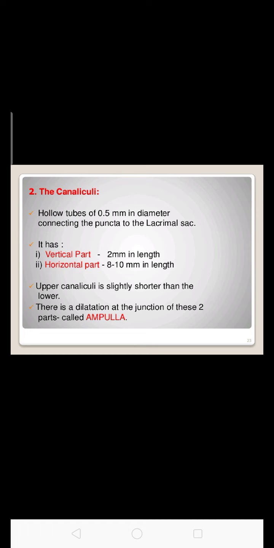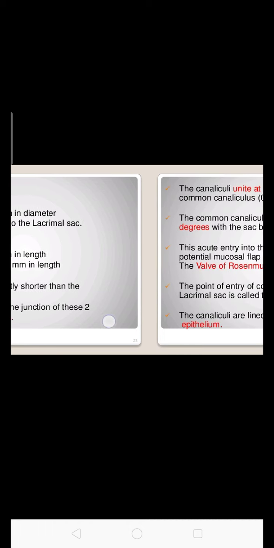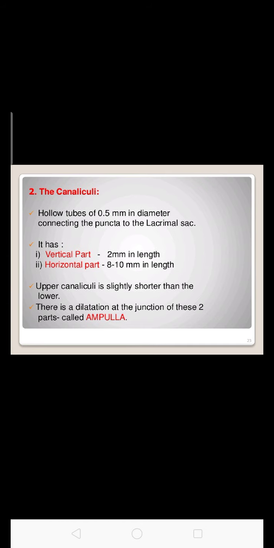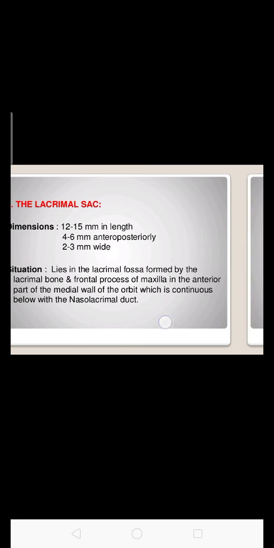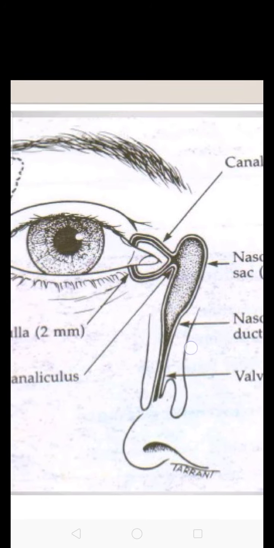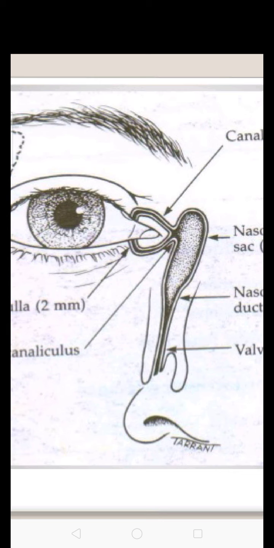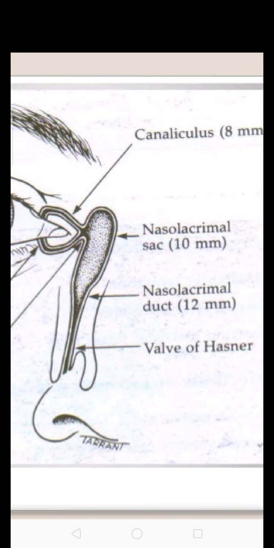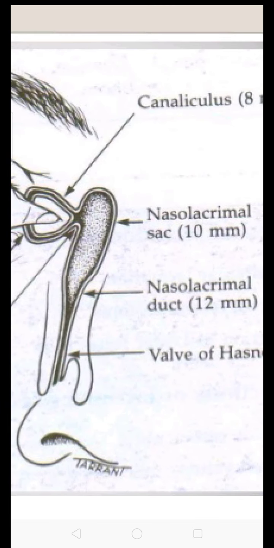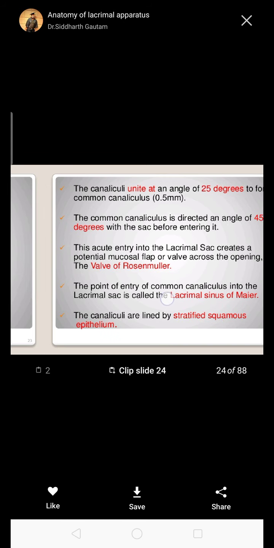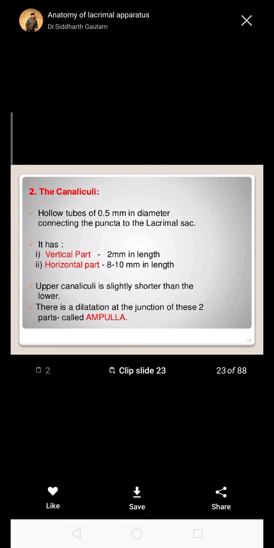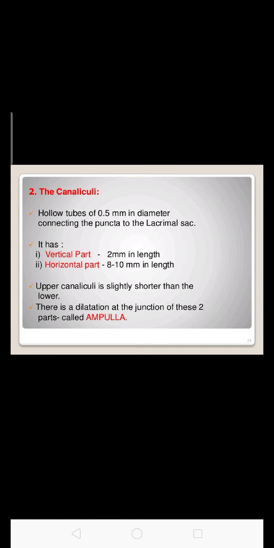The canaliculi. These are hollow tubes 0.5 millimeters in diameter connecting the punctum to the lacrimal sac. The canaliculi, 0.5 millimeter in diameter, the superior and inferior, connecting it to the lacrimal sac. It has a vertical part which is 2 millimeter and a horizontal part which is 8 millimeter. The upper canaliculus is slightly shorter than the lower.